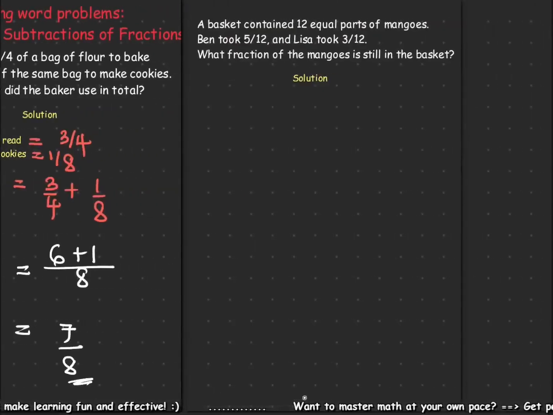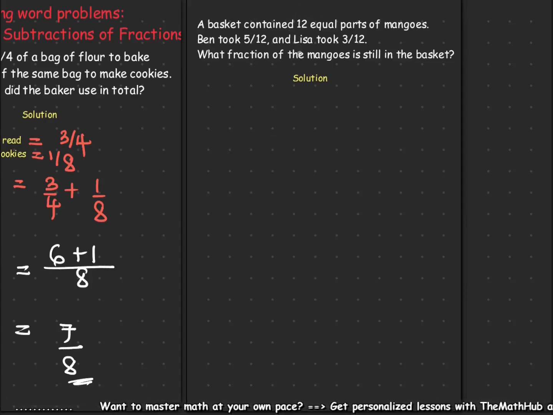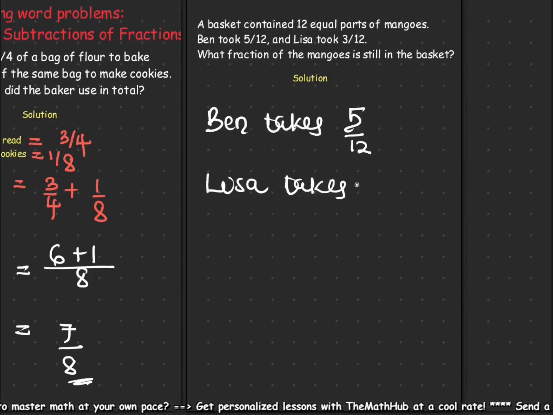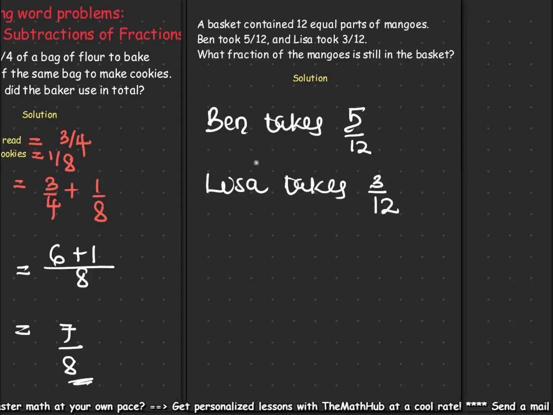A basket contains 12 equal parts of mangoes. Ben took 5 out of the 12. Lisa took 3 out of the 12. What fraction of the mangoes is still in the basket? This is a typical example of like fractions. We are being told that there are 12 in total. And Ben takes what? 5/12. Lisa, on the other hand, takes 3/12. What fraction of the mango is still in the basket?